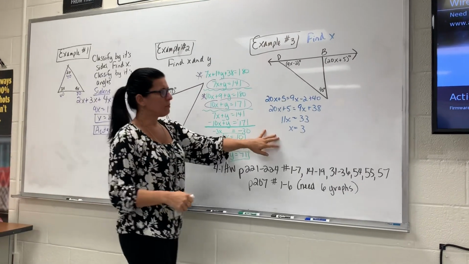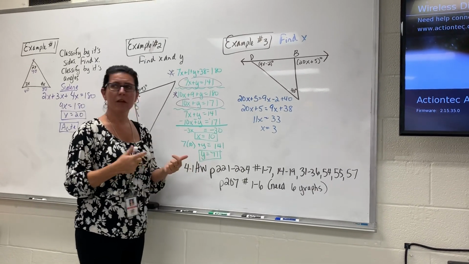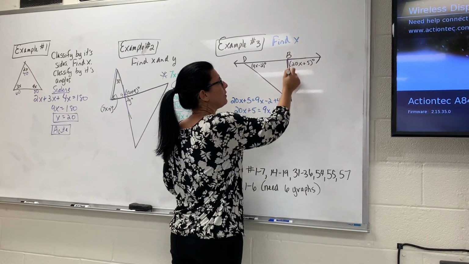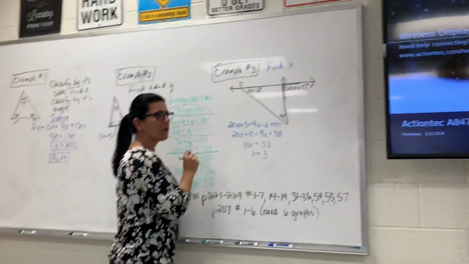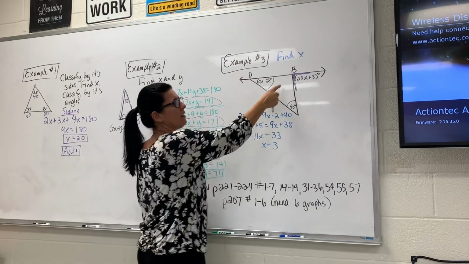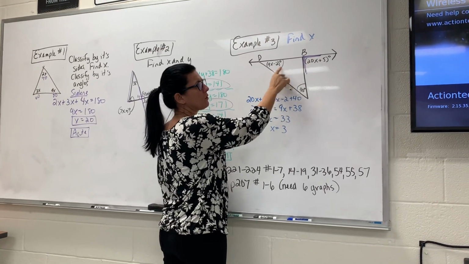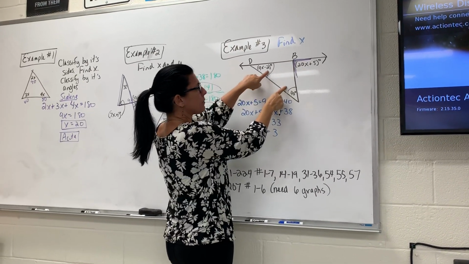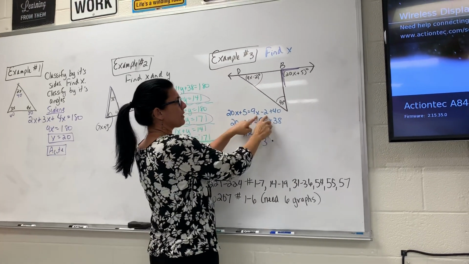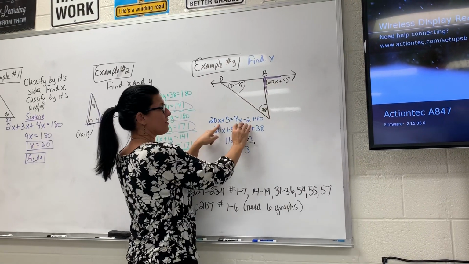The last example, so again, we're looking to find x. This is a direct example of the exterior angle theorem. So here's my exterior angle. That exterior angle is equal to the sum of the two non-consecutive interior angles. This is a consecutive angle. These two are the non-consecutive interior angles. So this equals the sum of these two. That's where this equation came from. So 9x plus 2 plus 40 equals that outside angle. That's where this equation came from.